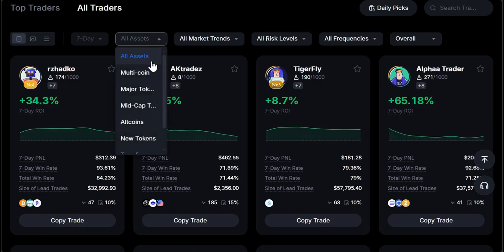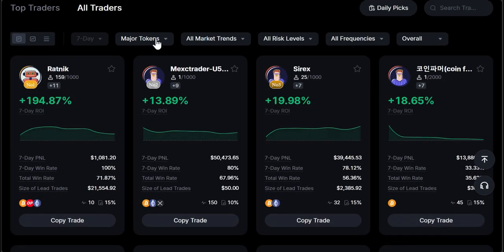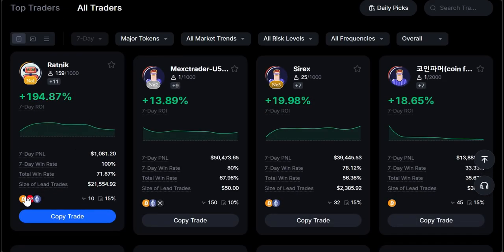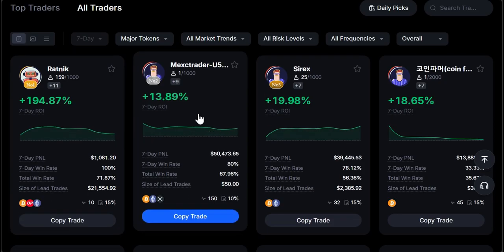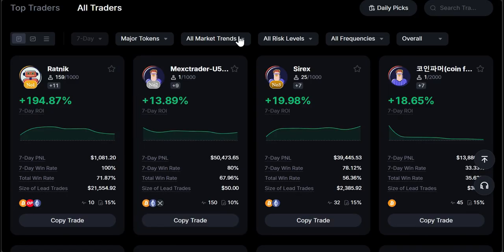Assets they're trading. This shows you which cryptocurrencies the trader focuses on. Some traders stick to major coins like Bitcoin and Ethereum, while others trade altcoins or even meme coins. For beginners, I highly recommend focusing on traders who mainly trade major tokens because they're less volatile and less risky.